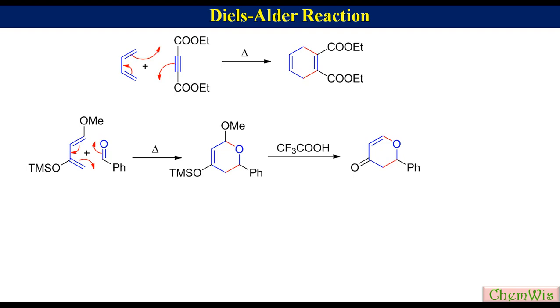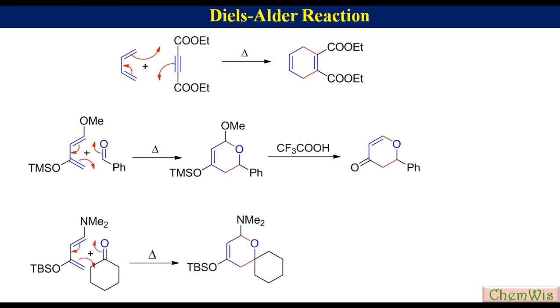Similarly, reaction of substituted butadiene with cyclohexanone produces spirocyclic 3,6-dihydro-2H-pyran derivative, which after treatment with acetyl chloride gives spirocyclic gamma-pyrone derivative.